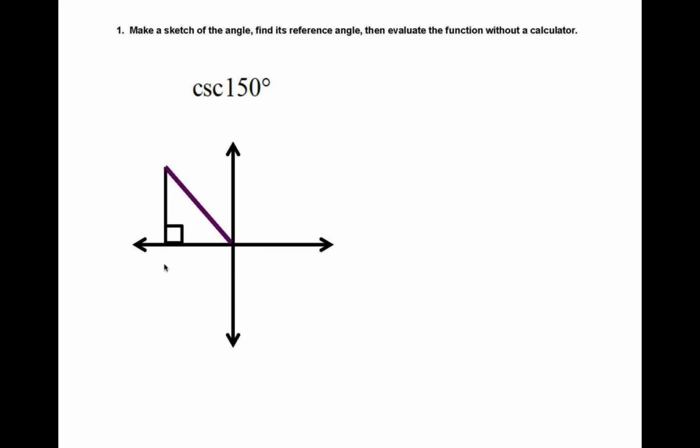So number 1 says to make a sketch of the angle, find its reference angle, then evaluate the function without a calculator. So we're going to draw 150 degrees, that's more than 90, less than 180, so it's over here. If this is 150 degrees, in the line you have 180, so that makes this angle 30. Opposite the 30 is 1. Opposite the hidden 60 is root 3. The hypotenuse is 2. Left is negative, up is positive, and the hypotenuse is always positive.